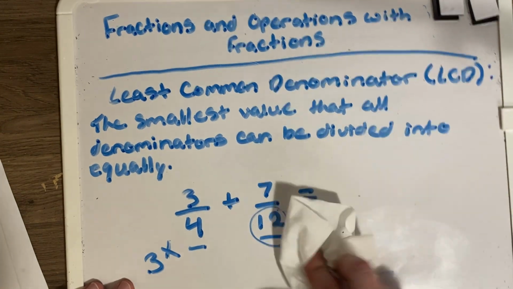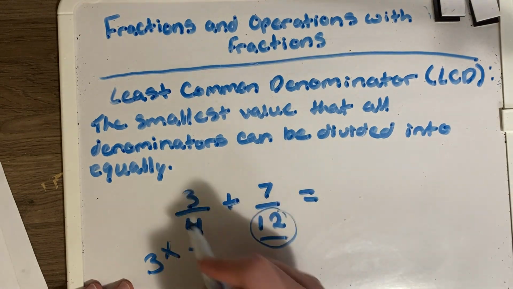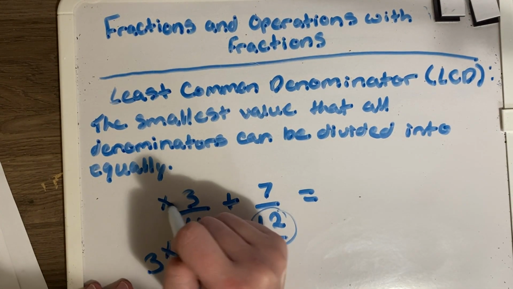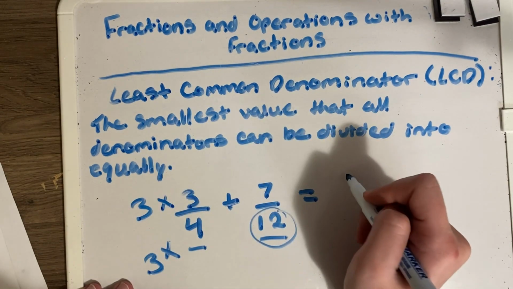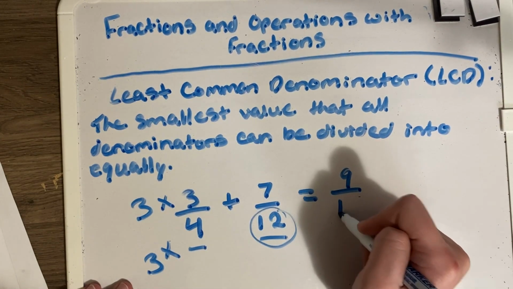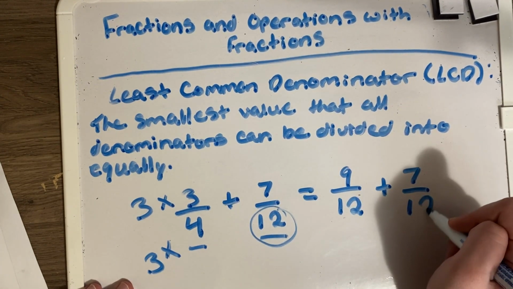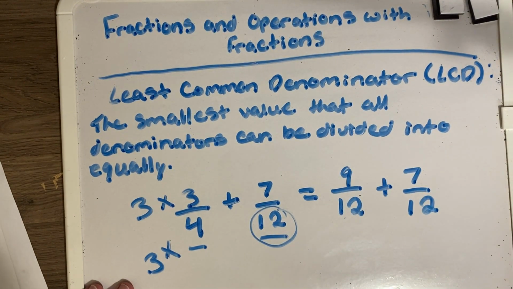So then we'll multiply whatever we do to the bottom, we have to do to the top. So we'll get 9 over 12 and 7 over 12. All right?